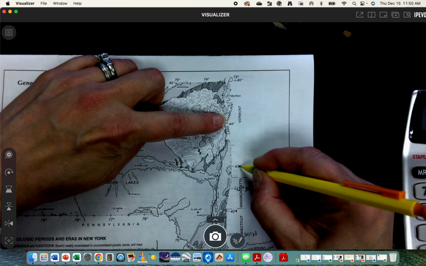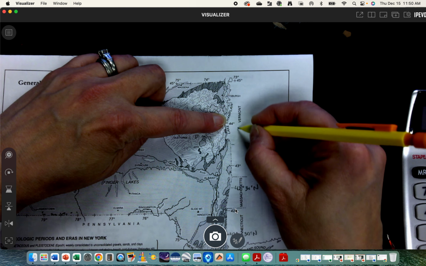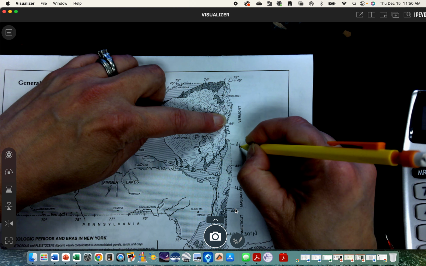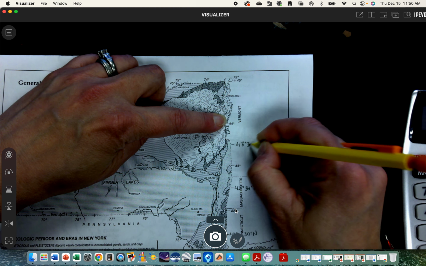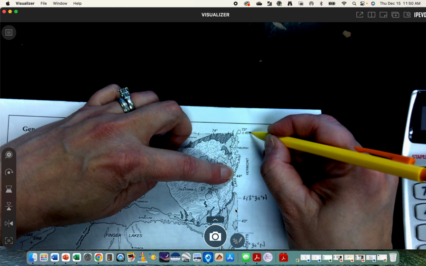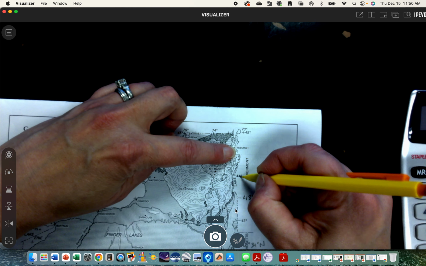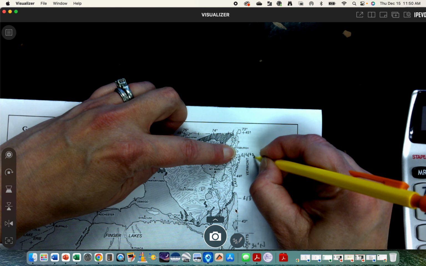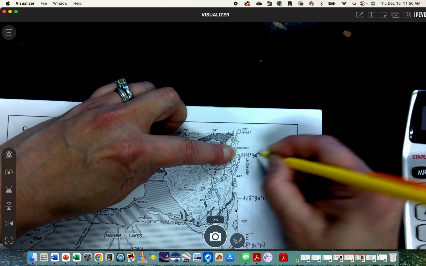This is 43, this is 44. There's 60 minutes total here. What's halfway? This is 43 degrees, 30 minutes north. This is 44, this is 45. What's halfway between 44 degrees and 45 degrees? You got it. 44 degrees, 30 minutes north.